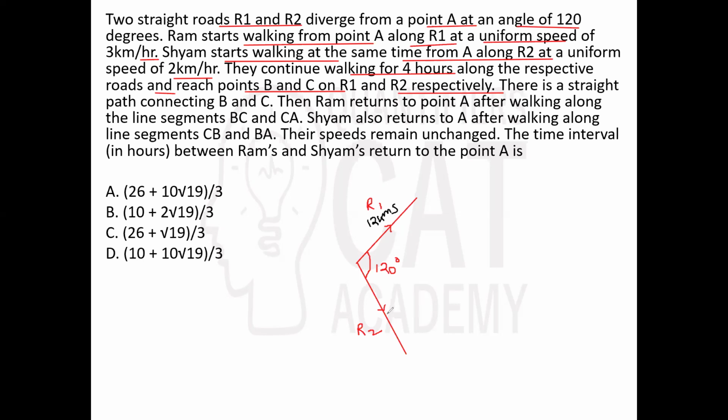Whereas Shyam starts walking along R2 and the speed of Shyam is 2 kilometers per hour. So how much will Shyam cover in 4 hours? Shyam must have covered 8 kilometers. Okay, so now these are the points, points B and C on R1 and R2. So this is point B and this is point C. Further, it is given there is a straight path connecting B and C. So let us join B and C.